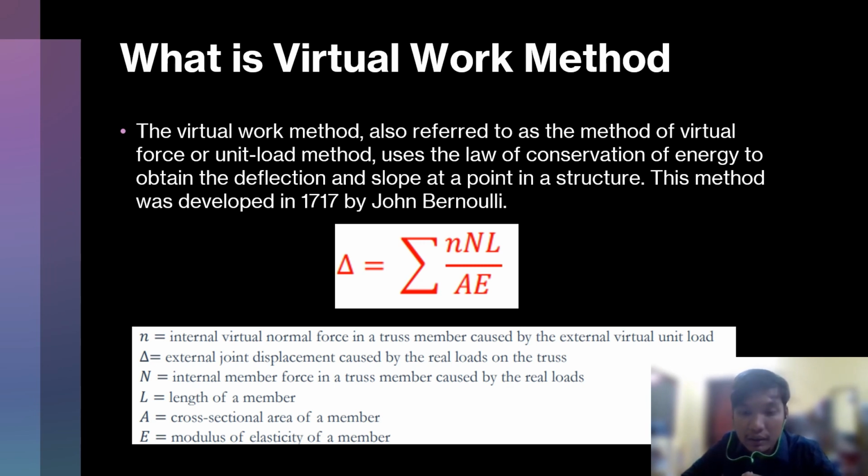To find the deflection, we use the equation: deflection equals the sum of n N L over A E, where the lowercase n is the internal virtual normal force in the truss member caused by the external virtual unit load, and the uppercase N is the internal member force in the truss member caused by the real load. L is the length of the member, A is the cross-sectional area of the member, and E is the modulus of elasticity.